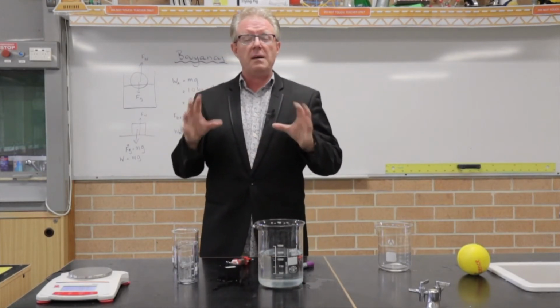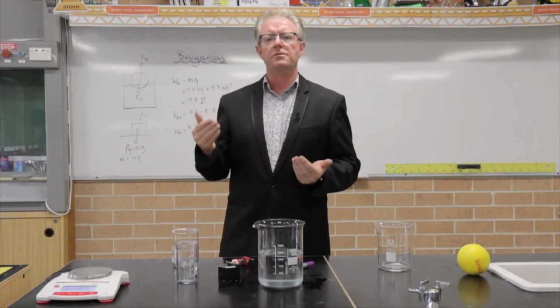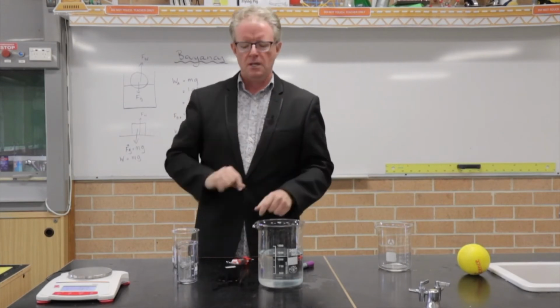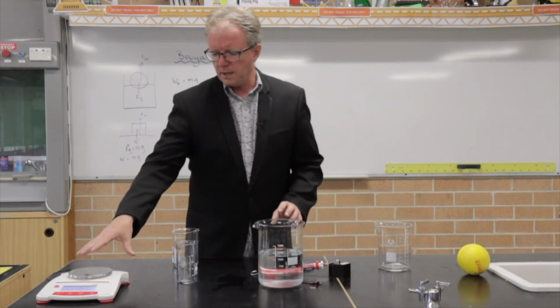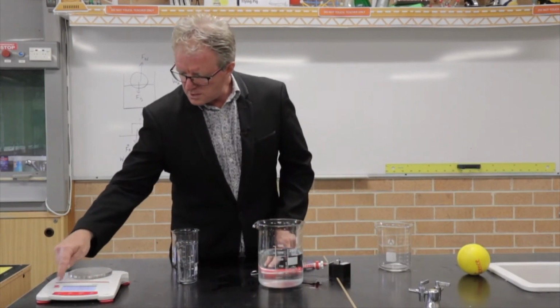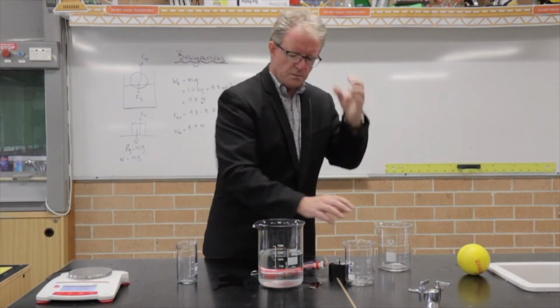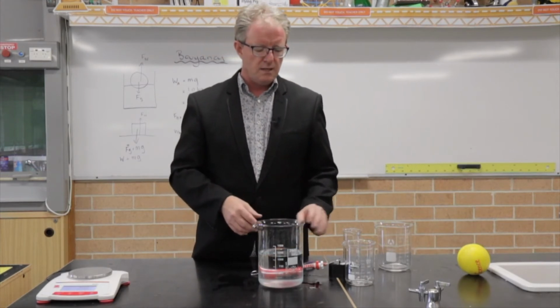Now, can we measure that a different way? Well, Archimedes' principle says that the buoyant force is equal to the weight of the water displaced. So let's do that. We've got our electronic balance, and we'll make sure it's nice and zeroed. So we zero the balance. And we've got to measure how much water is displaced when we place the mass in.